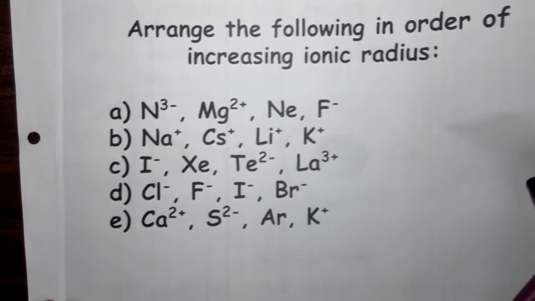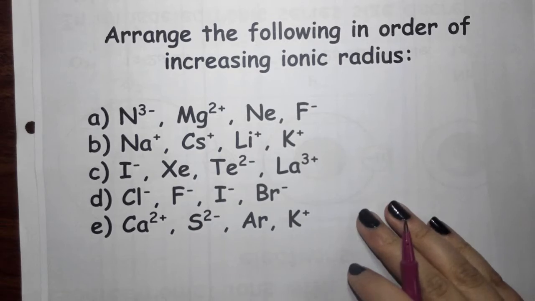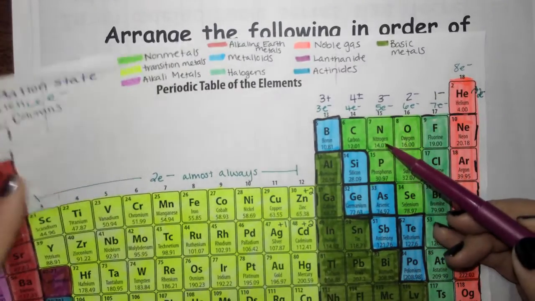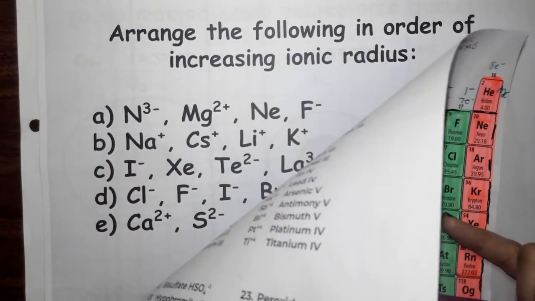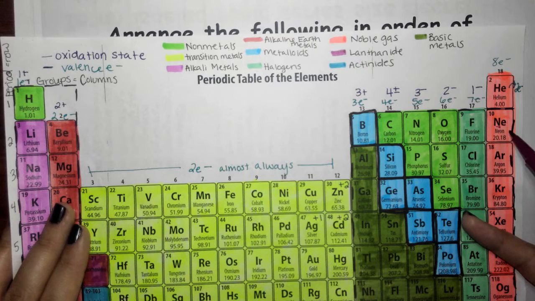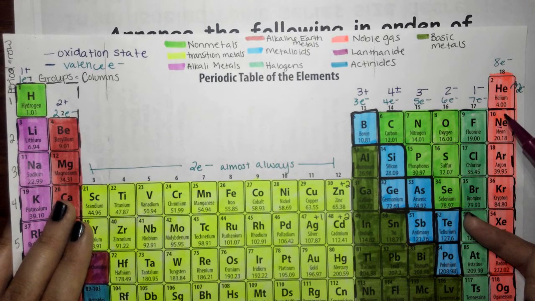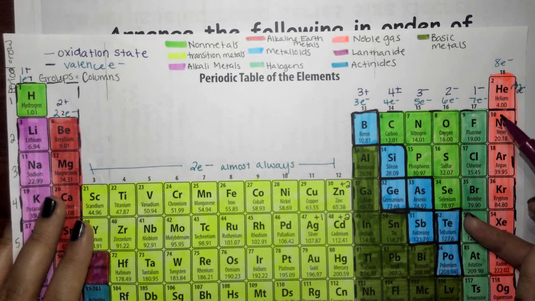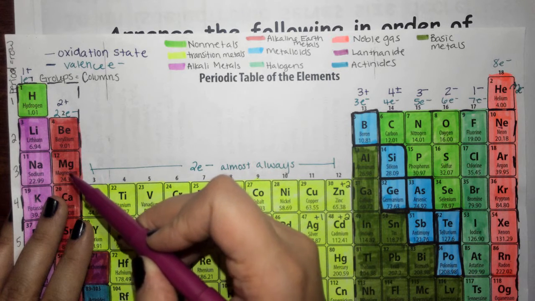So let's look at some examples. It says arrange the following in order of increasing ionic radius. So when we are looking at our periodic table, we have nitrogen here, we have magnesium, and we have neon and fluorine. So all of them are going to look like neon here. Okay, so all of them have the same electron amount. So that means that we are going to use the isoelectronic series rule and know that the highest proton number is going to be the smallest.